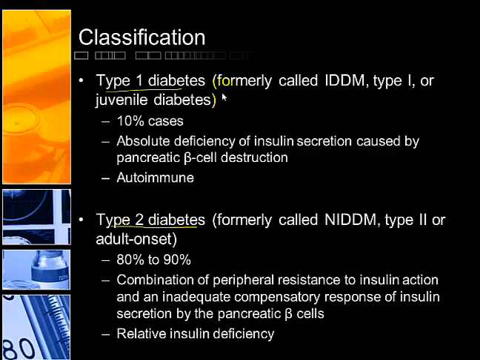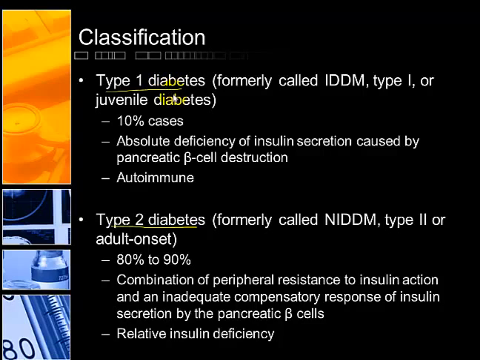Type 1 was formerly called insulin dependent diabetes mellitus or juvenile diabetes, and type 2 was formerly called non-insulin dependent diabetes mellitus, but these terms are no longer used because we know that in type 1 you have some deficiency of insulin. In type 2 you don't have deficiency of insulin as such, but you still may need some insulin. So the term non-insulin dependent diabetes mellitus is no longer used. Around 10% of the cases fall under this category of type 1 diabetes mellitus.